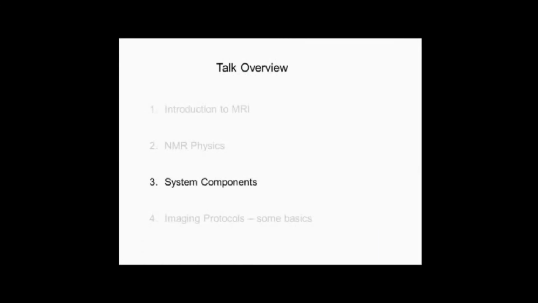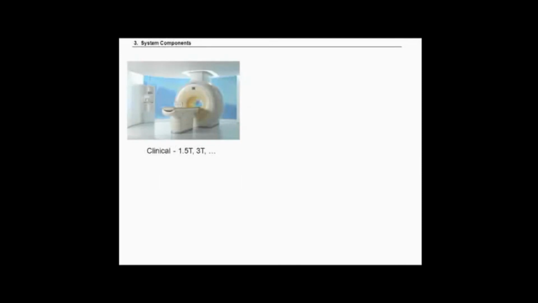Okay, so I'll move on to talk very briefly about the main block components that you have in a modern scanner. So I showed you this picture earlier on. It's a clinical scanner you find in most hospitals. Typical magnetic field strengths are either 1.5 or 3 Tesla. 3 Tesla will be the maximum field strength that's currently permissible to use in a diagnostic hospital environment on patients, although there are research systems which go to 4.7 and 7 Tesla and even higher again.